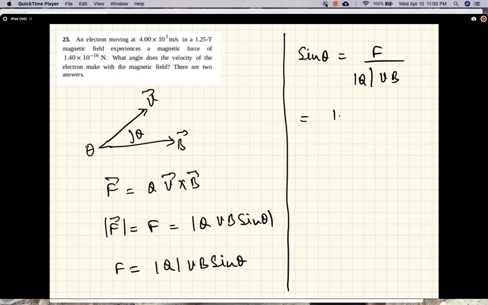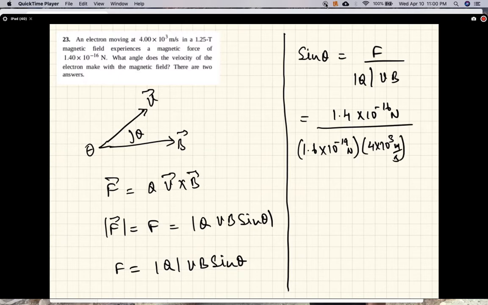The force is 1.4 times 10 to the minus 16 newtons. The magnitude of the electron's charge is 1.6 times 10 to the minus 19. Velocity is 4,000 meters per second. Let me write it in scientific notation: 4 times 10 to the 3. And the magnetic field is 1.25 Tesla. Let's take care of powers of 10: this is 10 to the minus 19 and 10 to the 3, so we get 10 to the minus 3 left, which is canceled by that.